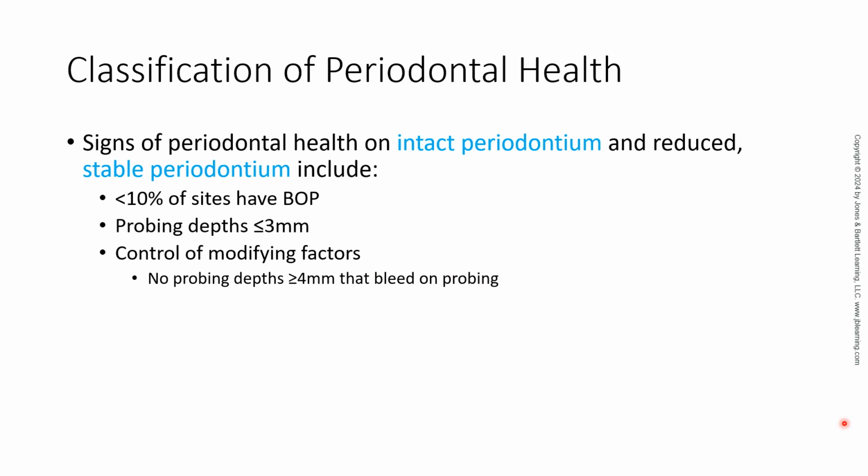Signs associated with periodontal health, on an intact periodontium as well as a reduced periodontium that is stable, include less than 10% of bleeding sites and probing depths that are below 3 millimeters. Additional signs include control of modifying factors such as diabetes and cessation of smoking, which would include no probing depths above 4 millimeters that bleed on probing.